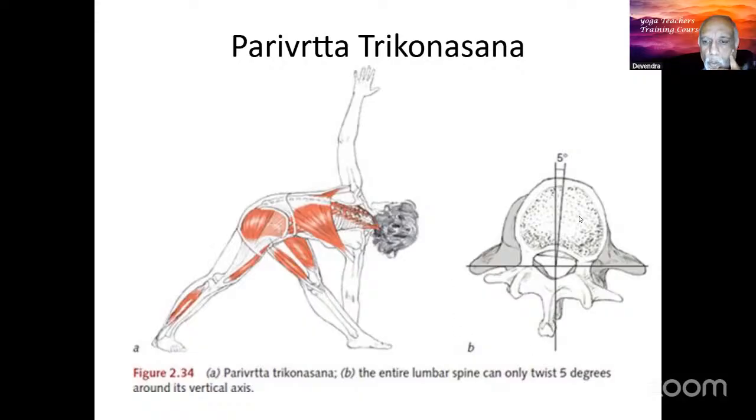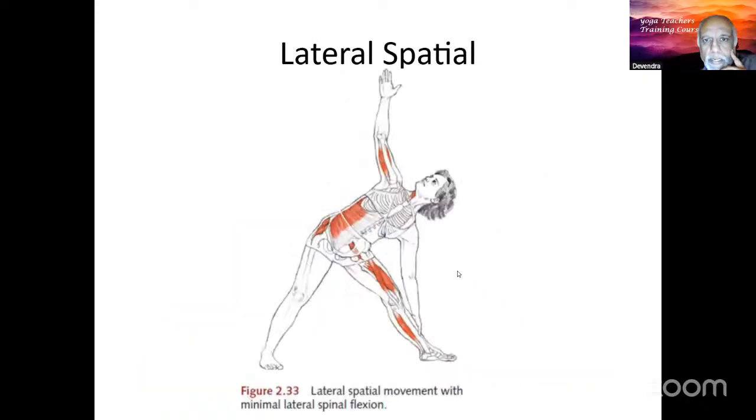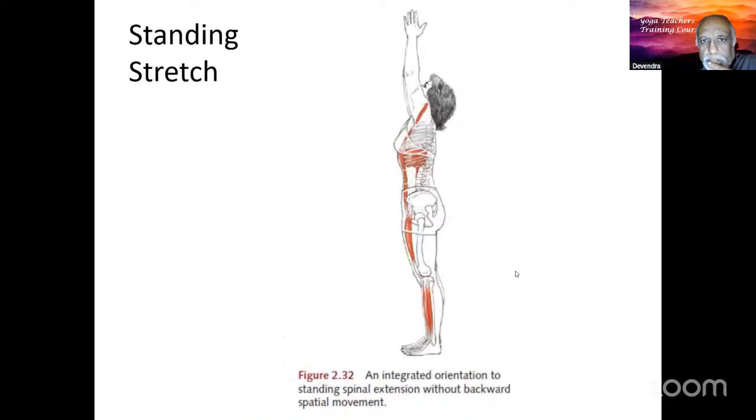And the whole spine can only twist 5 degrees itself. We're twisting around here, but the spine is only twisting 5 degrees. But that 5 degrees is very important. Okay. And a lateral, which is another version of the same thing. You see subtle changes in the front muscles. Similar thing. And then the Tadasana, which is one form of the Tadasana. You can see which muscles get activated. Okay.